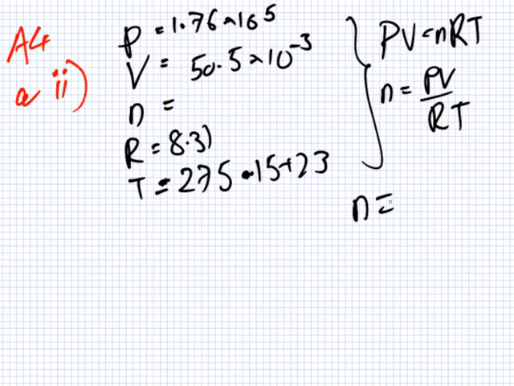P, 1.76 times 10 to the power of 5, times V, 50.5 times 10 to the power of minus 3, over R, which is on my calculator as constant number 27, and T, which is 273.15 plus 23.